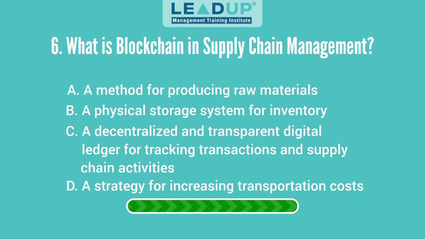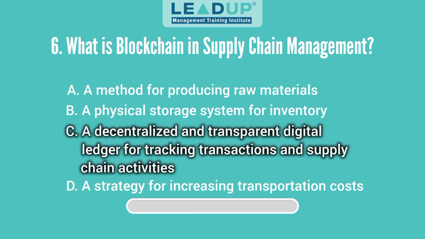6. What is blockchain in supply chain management? A. A method for producing raw materials. B. A physical storage system for inventory. C. A decentralized and transparent digital ledger for tracking transactions and supply chain activities. And D. A strategy for increasing transportation costs. Answer: a decentralized and transparent digital ledger for tracking transactions and supply chain activities.